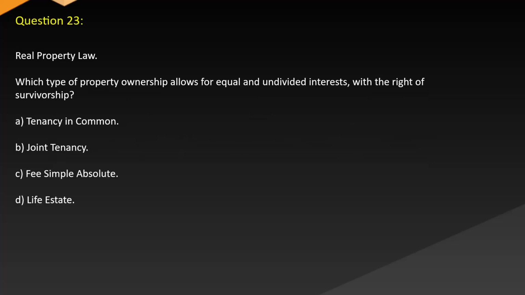Question 23. Real property law. Which type of property ownership allows for equal and undivided interests with the right of survivorship? A. Tenancy in common. B. Joint tenancy. C. Fee simple absolute. D. Life estate.